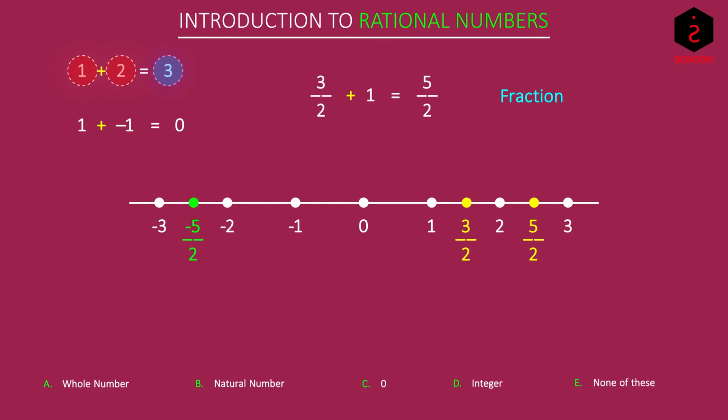So, you can clearly see that when you add two rational numbers, you can get a whole number, but not always. You can get a natural number, but not always. You can get 0, but not always. You can get an integer, not always. But what you will always get is a rational number. So when you add two rational numbers, you will always get a rational number. So the answer is none of these.